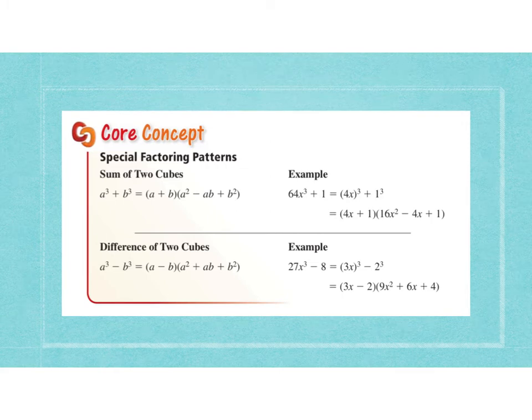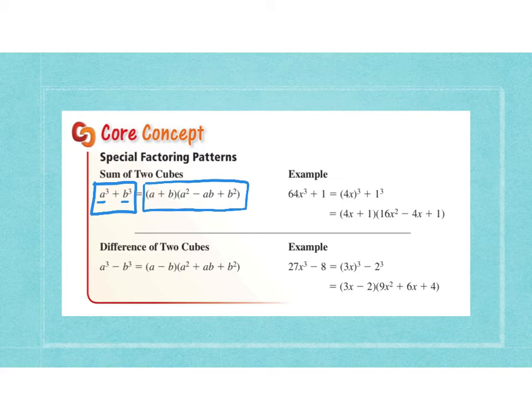All right, next we have some special factoring patterns. So we have the sum of 2 cubes. Anytime we see some number cubed plus another number cubed, we can factor that out into this here. So it would be a plus b, times a squared minus a times b, plus b squared.